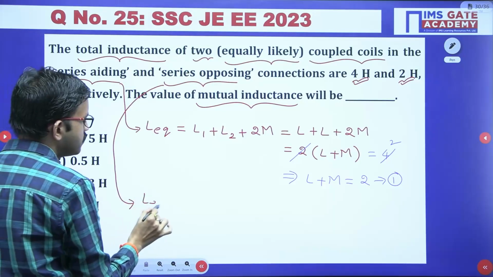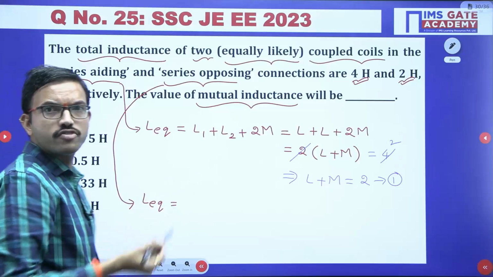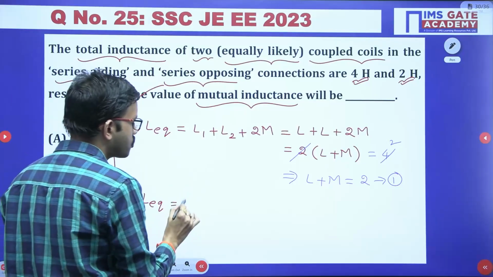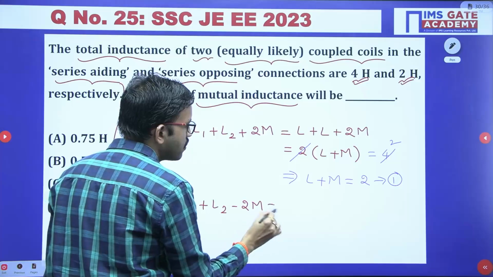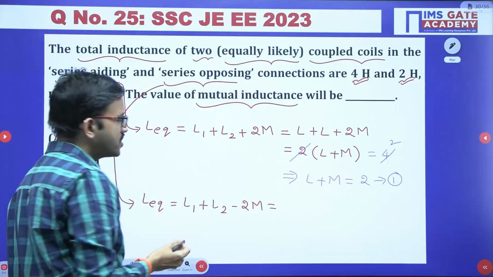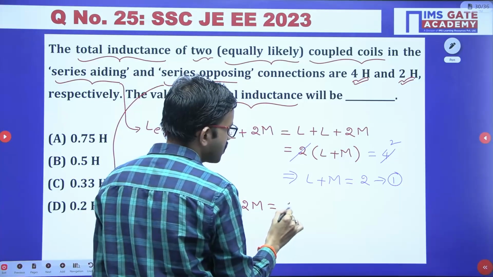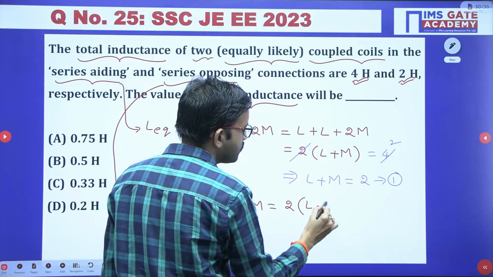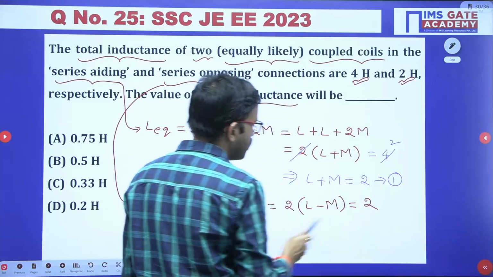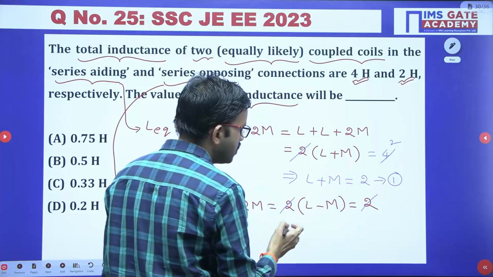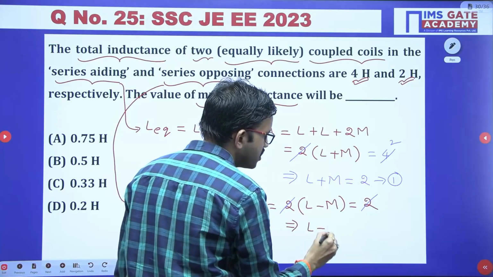for L equivalent, we already know the formula, right? L1 plus L2 minus 2m. Because in this question L1, L2 both are the same, so direct step I am writing 2 into L minus m. That is equal to 2 Henry. So in this case 2 will get cancelled. From here you are getting L minus m equal to 1.